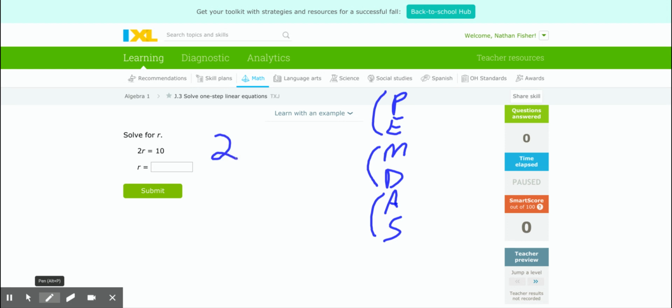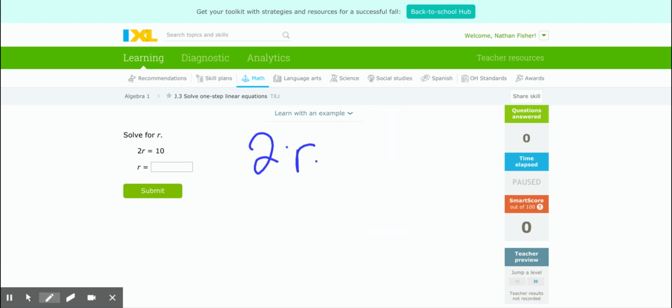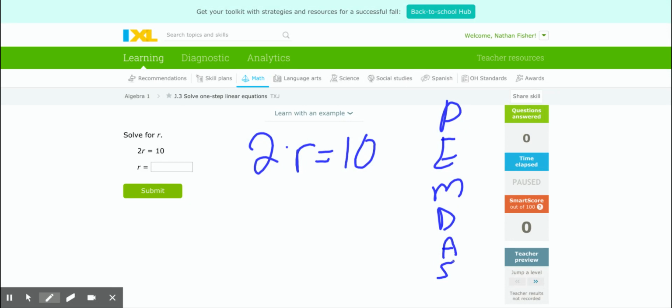And for this specific problem, anytime you have a coefficient like the 2 next to a variable like this, remember that means multiplication. 2 times R equals 10. There we go. I don't know why I was struggling with that there. But if we're thinking about PEMDAS and going through it in reverse, I would look for addition and subtraction first. However, I don't have any attached on the left-hand side here, so I would move over to multiplication and division. Currently, my variable is being multiplied by 2, so I need to think to myself what undoes multiplication.